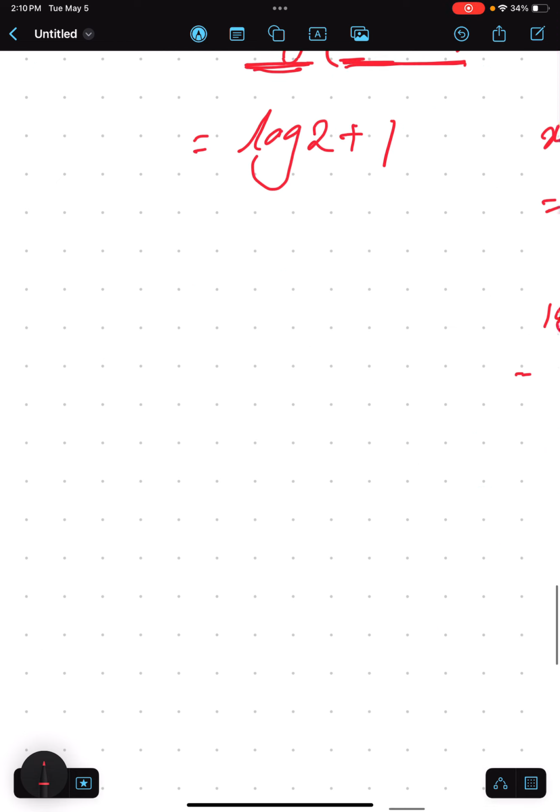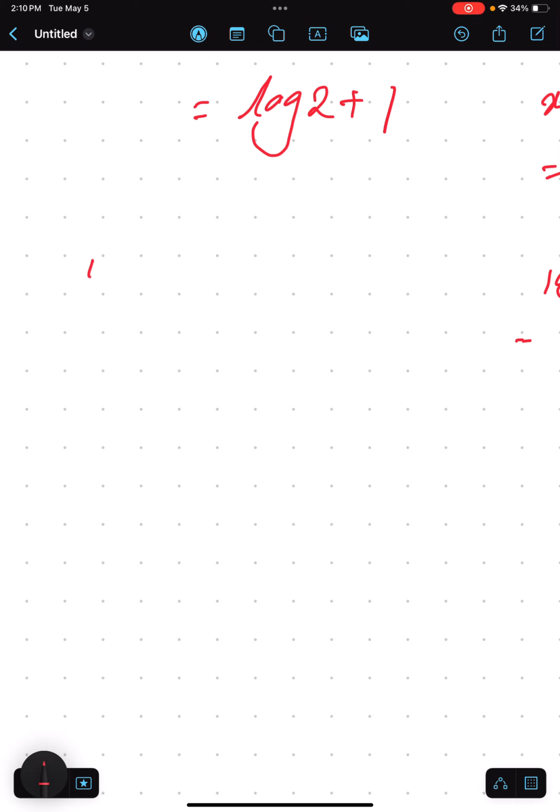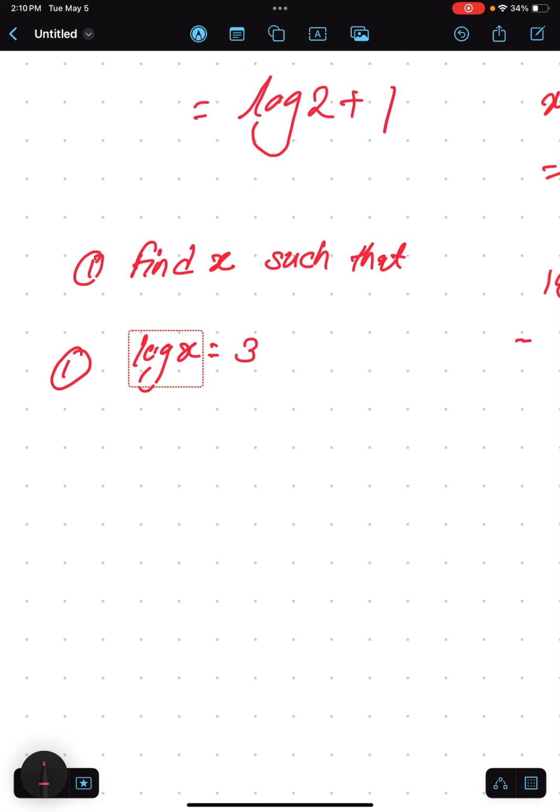Now let's practice something more. Now let's do the next question. Find x such that log x is equals to 3. This is your first question. And next, log x is equals to minus 0.271. So how do you find this?